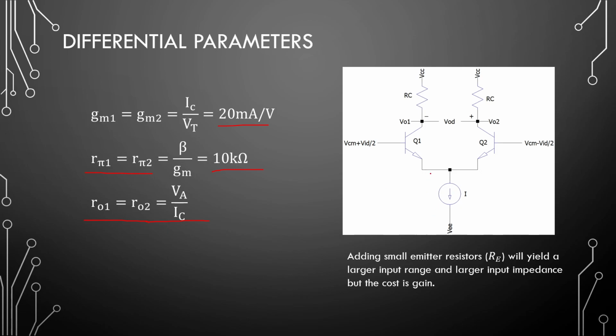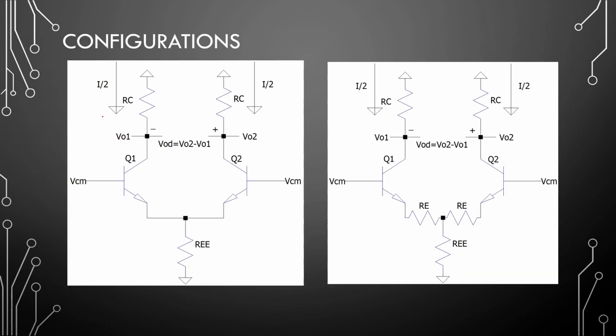Note that we can add small emitter resistors, and small emitter resistors in one of these configurations will yield a larger input impedance. It will yield a larger input range for your amplifier to keep it more linear. But the downside is it will reduce your amplifier gain. So here are our two configurations with and without small emitter resistors added.